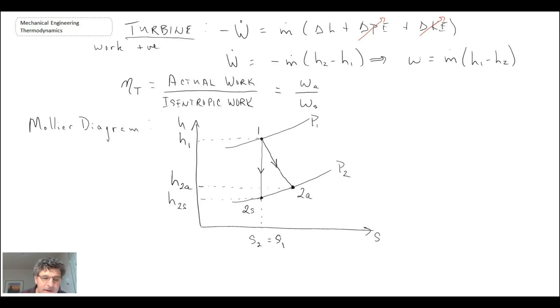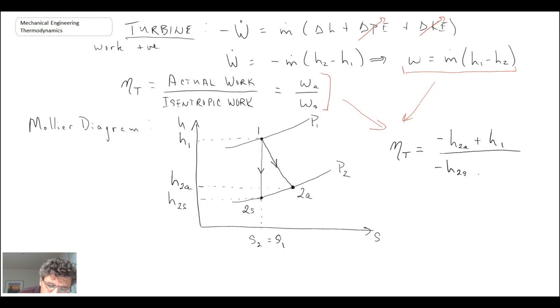So now, looking at the definition that we had for the component efficiency for an adiabatic turbine, and coupling that with our first law, taking both of those together into this equation here, what we end up with on the top is the actual work, h1 minus h2a. The mass flow rate cancels out here because it would be the same for both the isentropic and the actual. So this expression here becomes the component efficiency or adiabatic efficiency for a turbine.